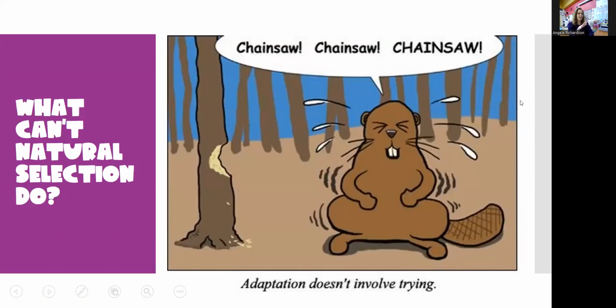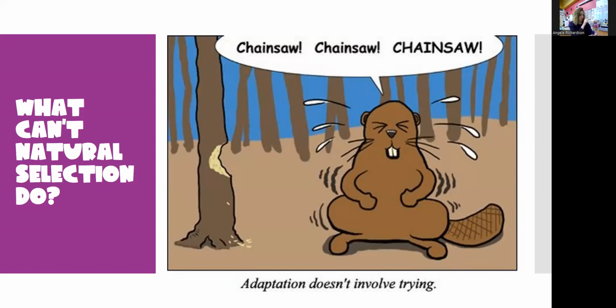So what can natural selection not do? Okay, it doesn't give organisms what they want. It doesn't necessarily even give them what they need. All of this is completely by luck, by chance, by random mutations over thousands and millions of years.